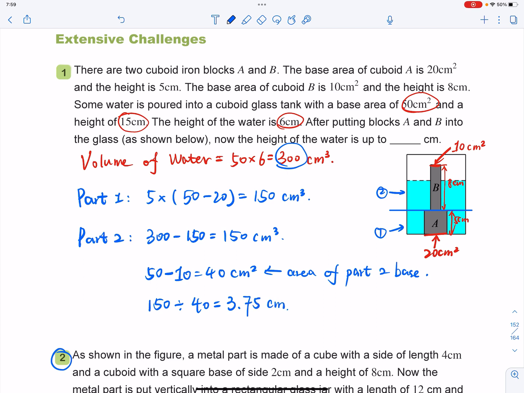And now you can combine the height of part 1 and part 2 to get the answer. So the height of water then equals 5 centimeters. This is part 1, right? This is 5. And for part 2, you add 3.75. So the answer equals 8.75 centimeters. That's the final answer to the question.